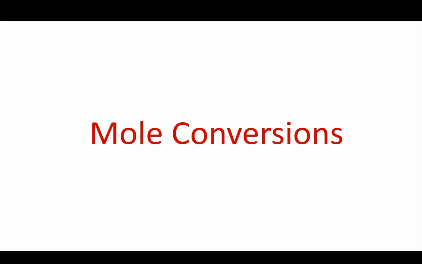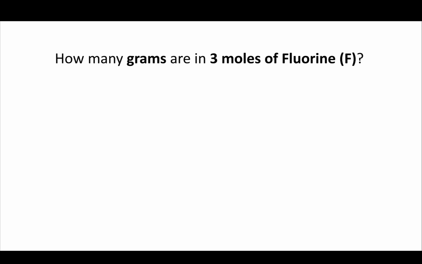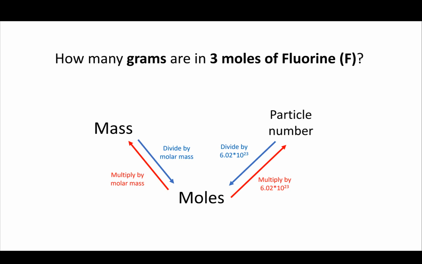Now on to mole conversions. How many grams are there in 3 moles of fluorine? If you can use your notes, you can just pull out this molar map right here, which tells you how to go from one thing into another thing. To leave moles, you want to multiply. To go into moles, you want to divide. And if you're dealing with mass, you divide by the molar mass. And if you're dealing with particle number, you divide by Avogadro's number, right here.